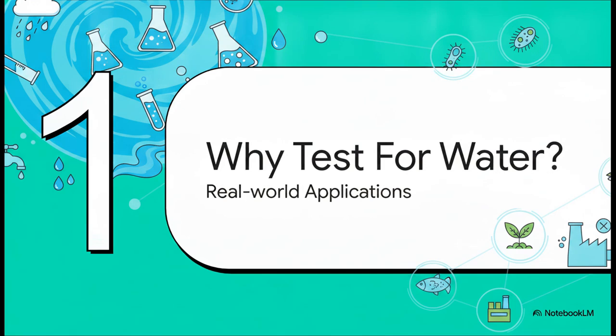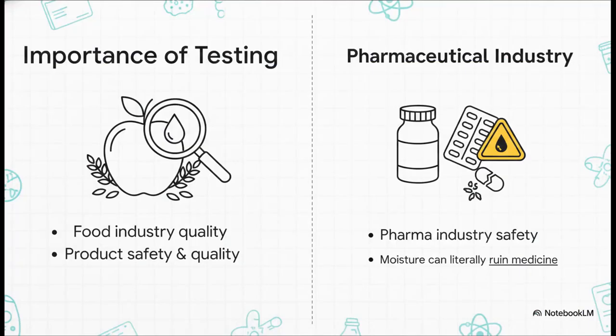All right, first step, why test for water? So why do we even need to test for water in the real world? I mean, देखकर ही पता चल जाता है ना? Well, not always. Water testing is actually absolutely crucial for the food industry, and it's essential for the pharmaceutical industry. Why? Because it directly affects product quality and safety.